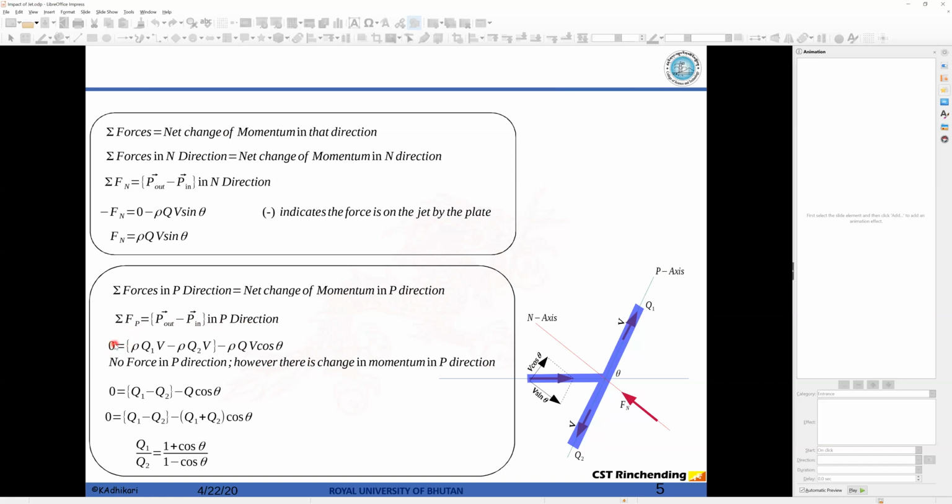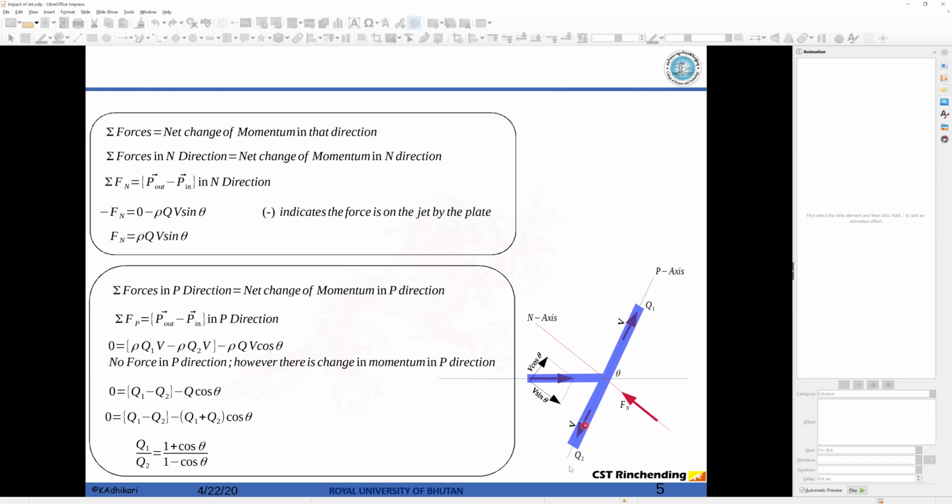By the way, can you digest this? No forces in p direction. However, there is a change in momentum in p direction. We have already said a force must be applied to cause the change in momentum, and here I'm saying there is 0 force. So if you have this doubt, I would like you to analyze this for yourself first. If you still cannot figure it out, then we can discuss over WhatsApp. For now let's understand that there is no force in p direction, so 0 is equal to p out.